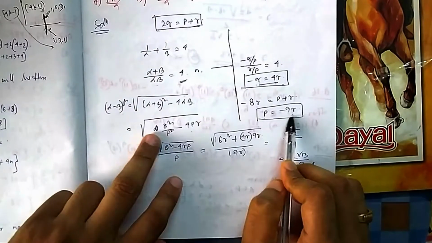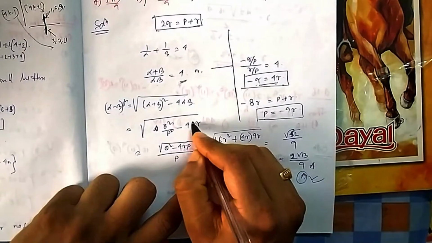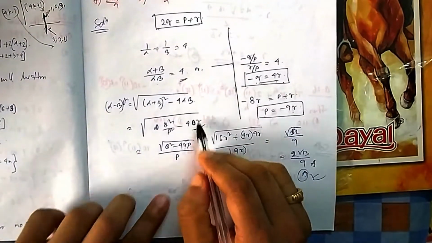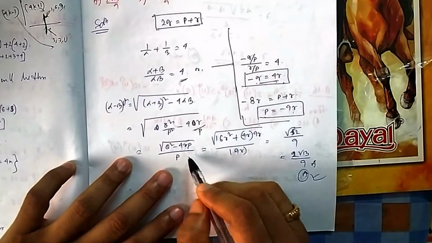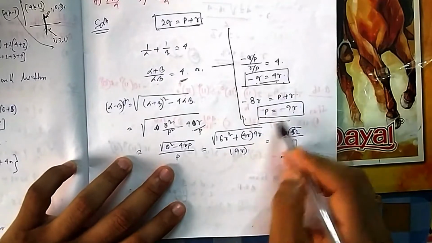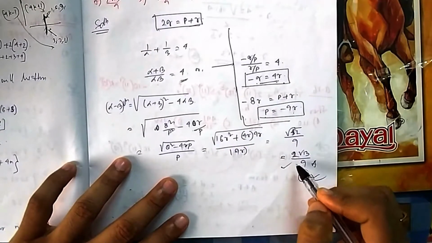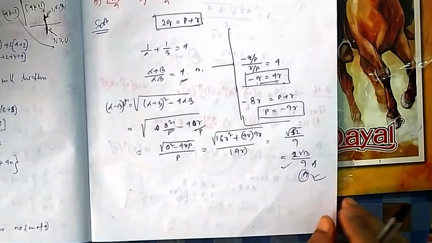So p equal to minus 9r. I have applied that one actually. This is actually r by p. This should be r by p. So c by a. So I will apply this one, this p at the end. If you take LCM, this is the format. In place of p, I am putting minus 9r. So r would get cancelled, you will get 2 root 3 by 9. That is your option A.